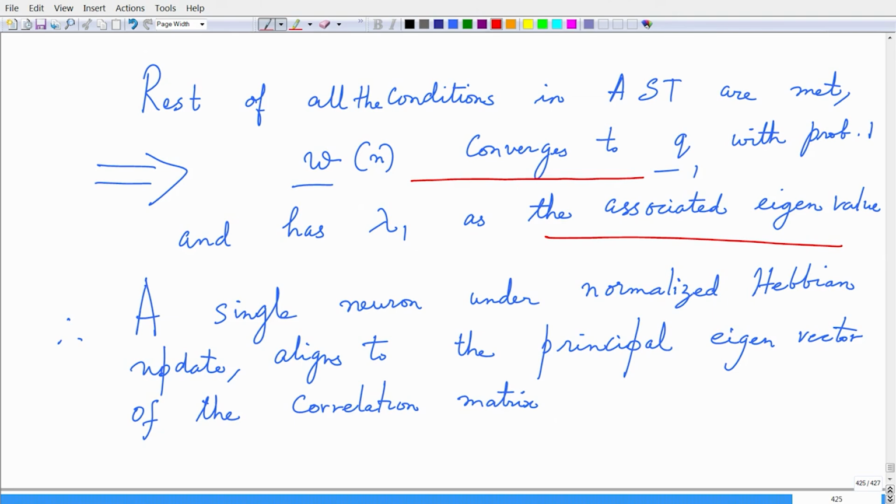correlation matrix, or in other words it adaptively extracts the principal eigenvector of the correlation matrix, or principal component, because there is also the eigenvalue, there is also the eigenvector, and the weight vector converges to the eigenvector, and the eigenvalue is related to the variance sigma square, which is linked to the expected value of the square of the output. Okay. So, let me summarize these details.